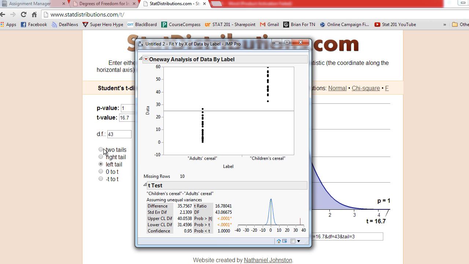And it's right in the order. It's funny, the two-tailed, the right-tailed, and the left-tailed go in the same order on the JMP output.